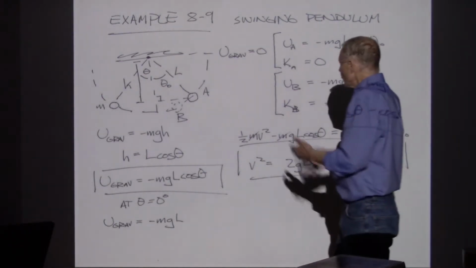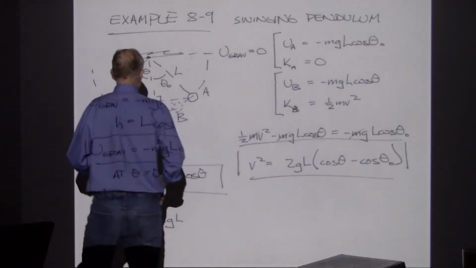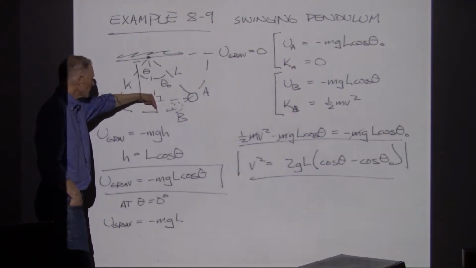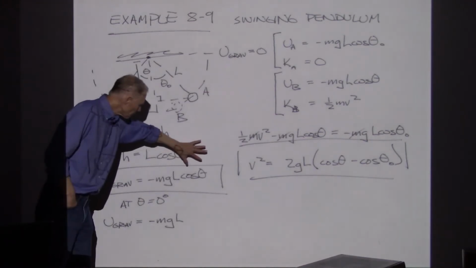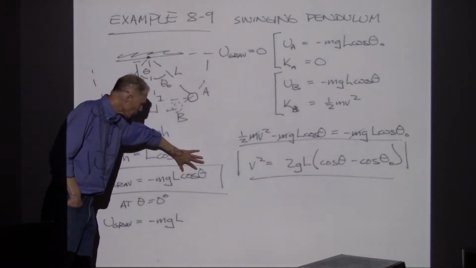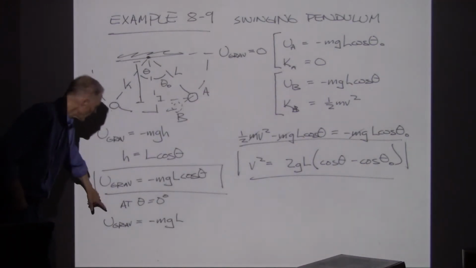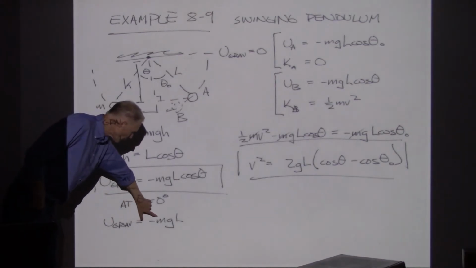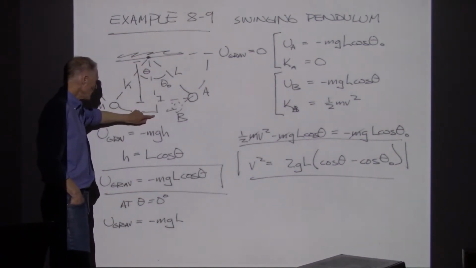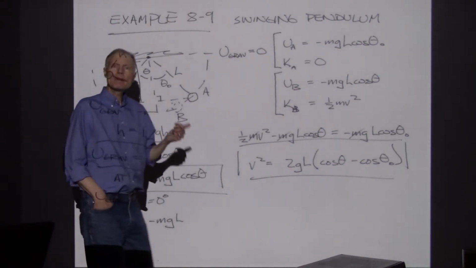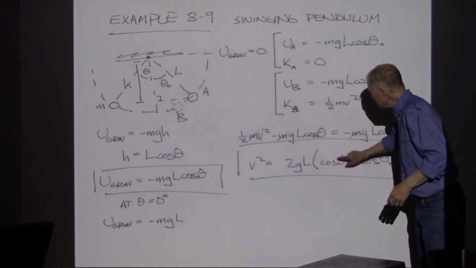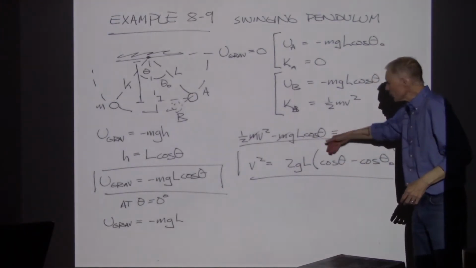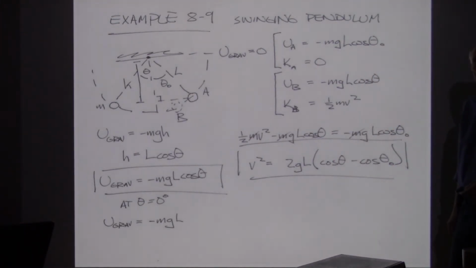Where would the highest speed be? The highest speed would be right at the bottom, which would be 0 degrees. Right at the bottom, the cosine of theta term becomes 1, and the gravitational potential energy becomes minus mgL. That's going to be the fastest speed. And that works too, because 1 is the largest value cosine theta can become.